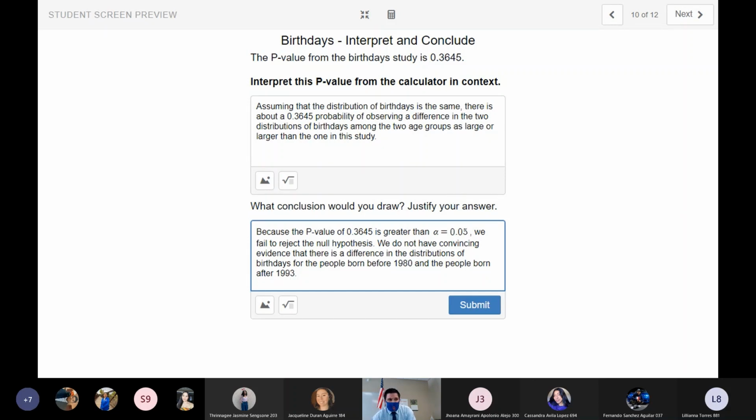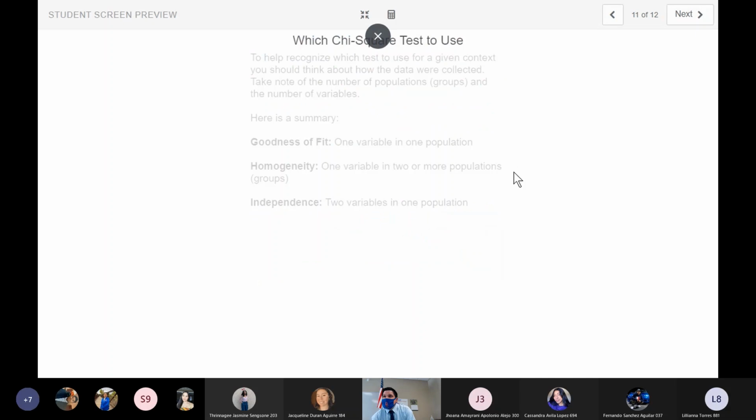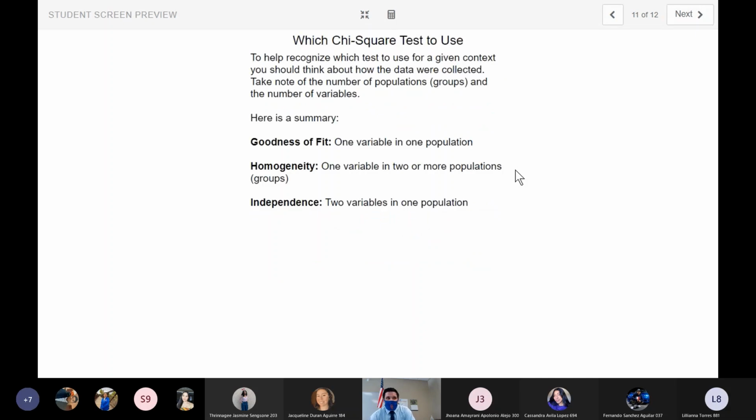Okay. And again, I do apologize for the length of this activity, but I do think we need to practice these things. All right, this next screen here is just some information. Which chi-square test to use?